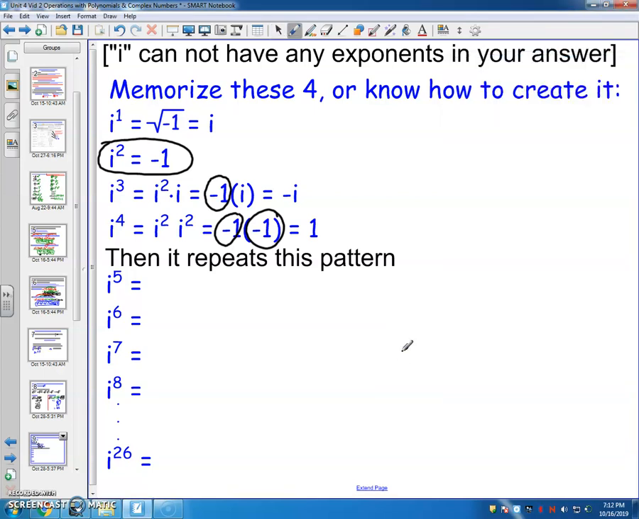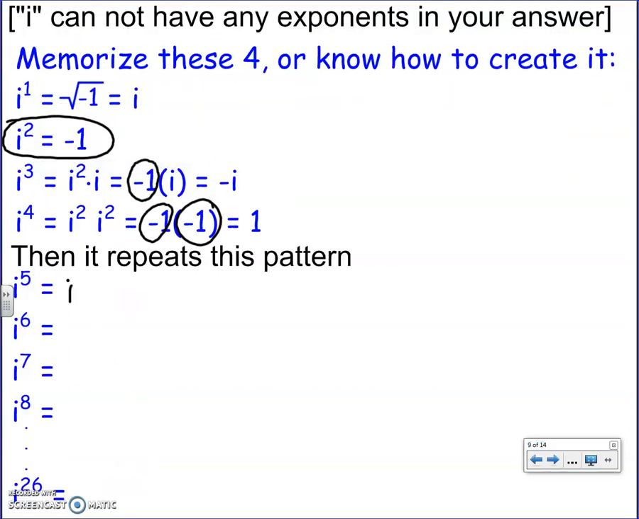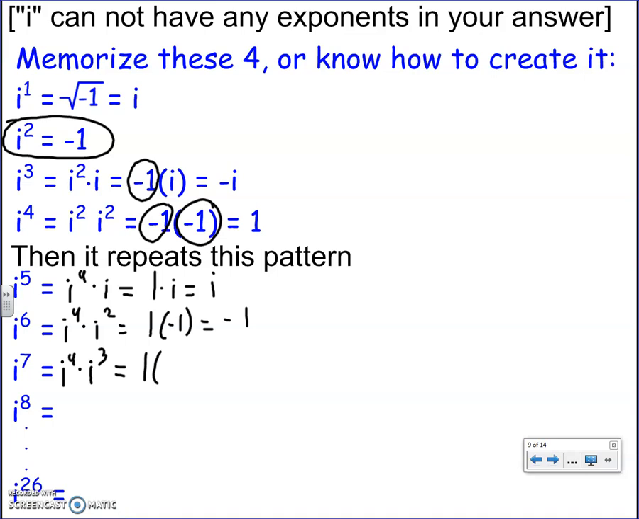So i to the fifth power is just i to the fourth power times i. i to the fourth power is positive 1 times i, which is i. i to the sixth power is i to the fourth times i squared. That's just 1 times negative 1, which is negative 1. i to the seventh is i to the fourth times i cubed, which is just 1 times i cubed, which is negative i. And i to the eighth is i to the fourth times i to the fourth, which is just 1 times 1, which is 1. Technically, you just subtract 4 until it gets to a whole number.